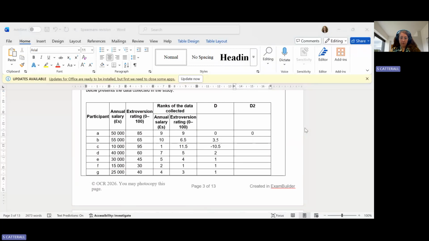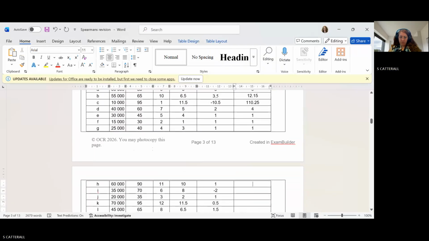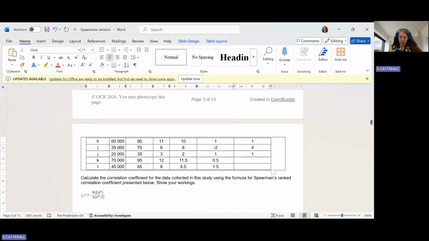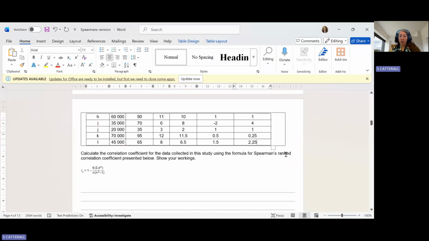So 3.5 times 3.5 is 12.25. We've got 10.5 times 10.5, 110.25. It's 4, 1, 1, 1. 0.25. I don't know how to calculate that one, but there we go. 1.5 squared is 2.25. And then we need to total all of these up.